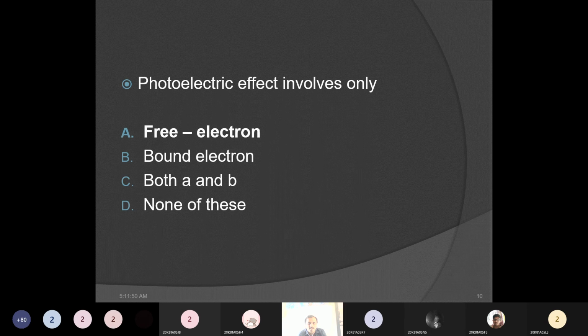And next: the photoelectric effect involves only free electrons, or bounded electrons, both A and B, or none of these. So what is the answer? What is the definition of the photoelectric effect? When light is incident on a metal plate, the metal absorbs the light and emits electrons. So this is the photoelectric effect definition. That is why the electron becomes free.